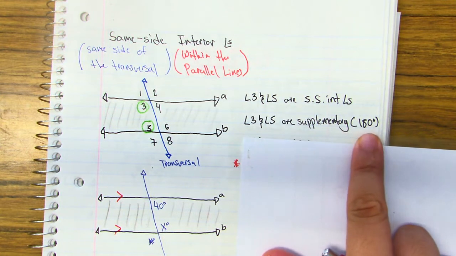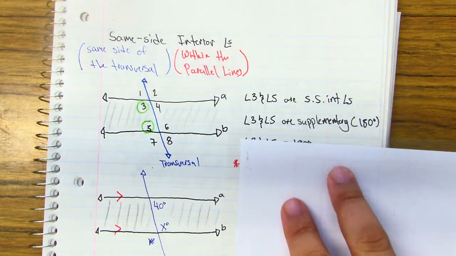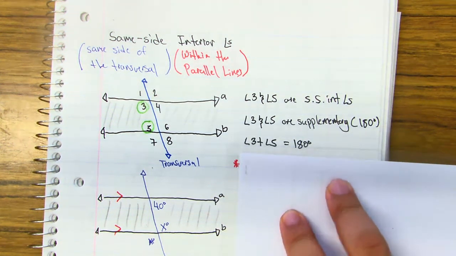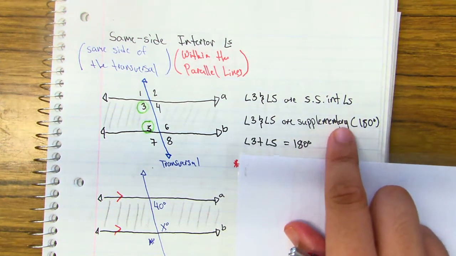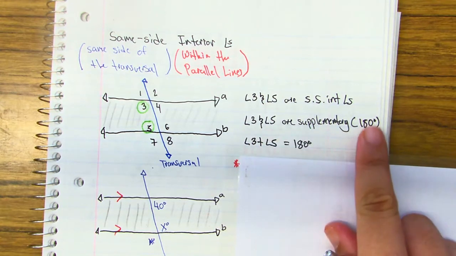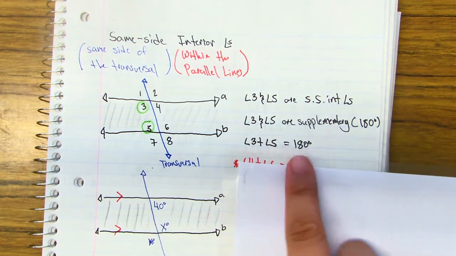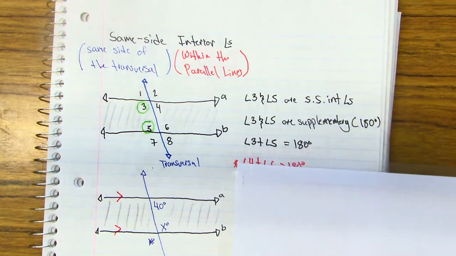This is just from a previous lesson, right? But it's connecting to, once again, I told you, it's going to connect to other concepts. Since I know that they are supplementary, I can add angle 1 plus angle 5. It will equal the value of 180 degrees, which is the equation I gave here. Angle 1 plus angle 5 equals 180 degrees.